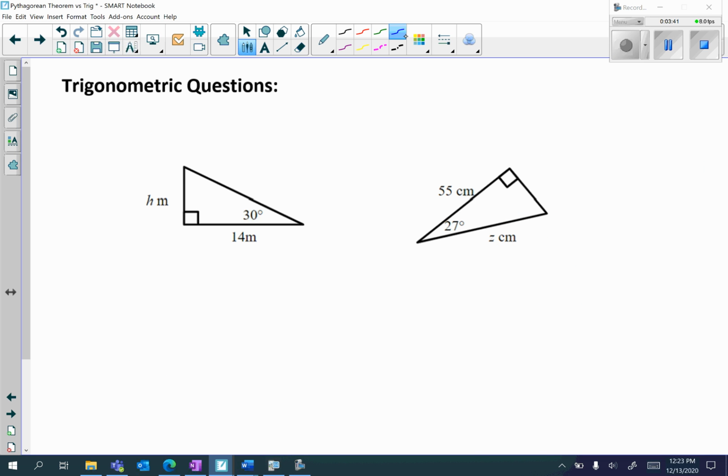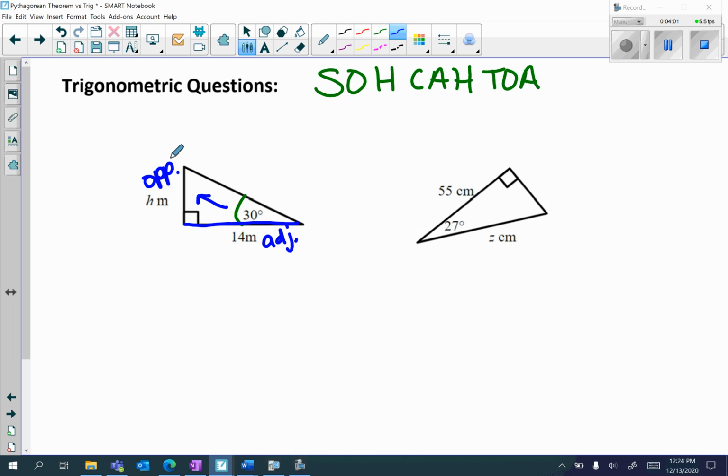Next, for these questions, we're going to use trigonometry. So don't forget to always write SohCahToa. So let's look at the first problem. 30 is my central angle. The 14 is my adjacent because it touches the angle. And h is my opposite. Notice I have to use trig here because I'm looking for one of the sides. I have a side and an angle.